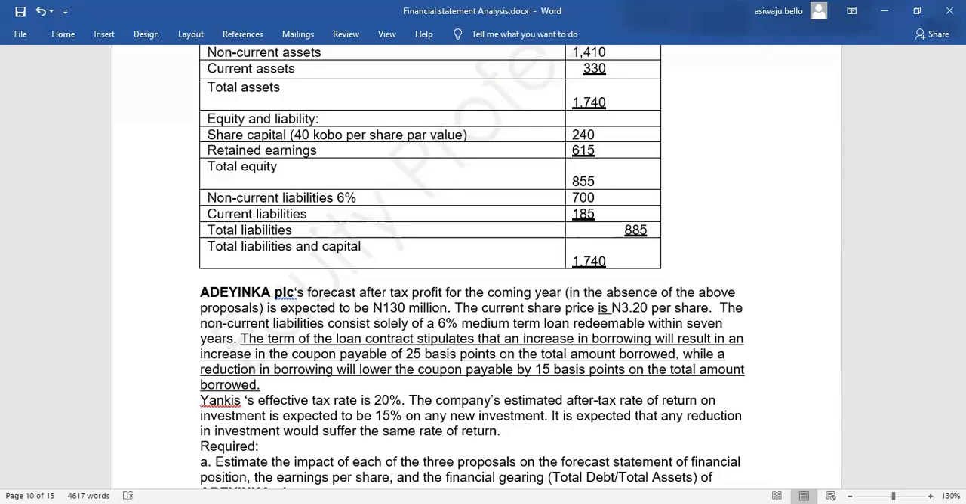It is expected that any reduction in investment would suffer the same rate of return, meaning that if the company should divest. Divestment means if you sell your investment, then your return will reduce by 15%.